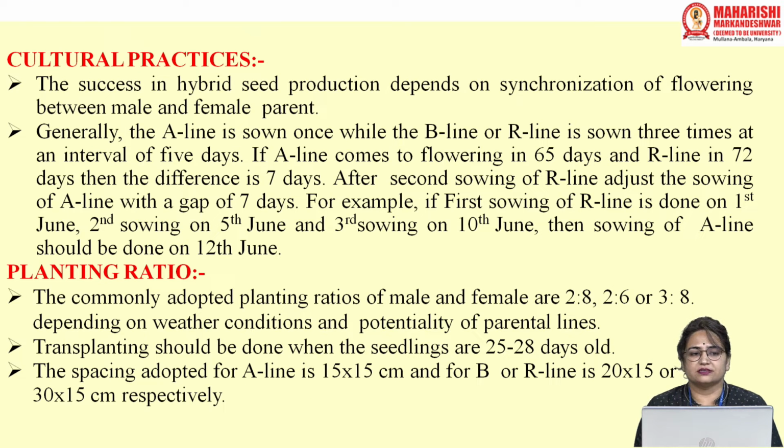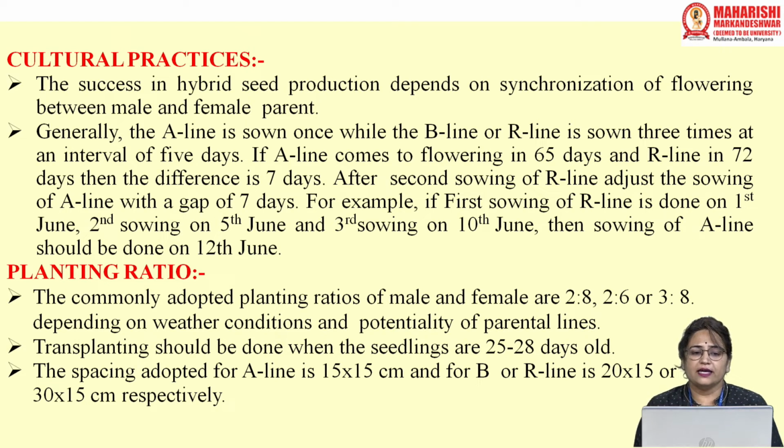Then cultural practices. The success in hybrid seed production depends on the synchronization of the flowering between the male and the female parent. Synchronization is a very important term. Synchronization means the time of maturation of both male and female is the same. It means when the pollen grains are able to dehisce and are active to fertilize the female, at the same time the female is ready to receive that pollen grain, only then does fertilization take place. So, that is the synchronization of flowering between male and female.